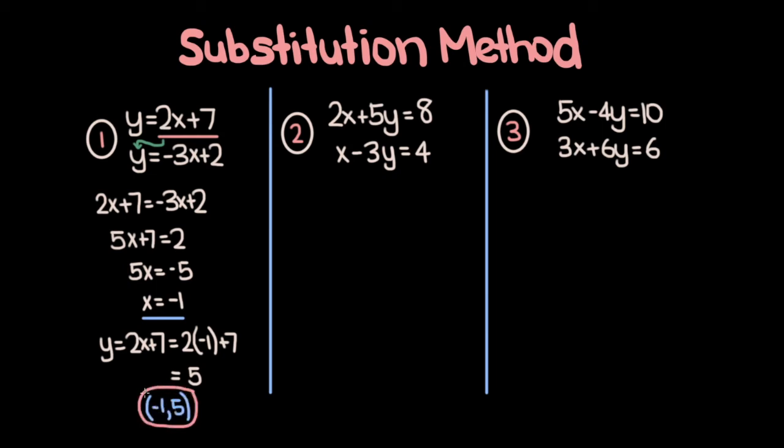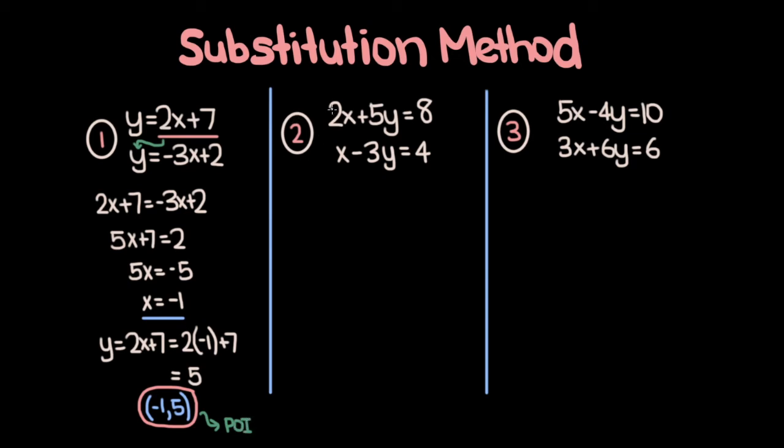Now graphically, what does this point represent? Well, if you were to plot these two lines on an xy plane, then they would intersect at one point, and that point would be negative 1, 5. So the solution to this system of equations can also be interpreted as the point of intersection for the lines in the system. Alright, now let's move on to the second problem.